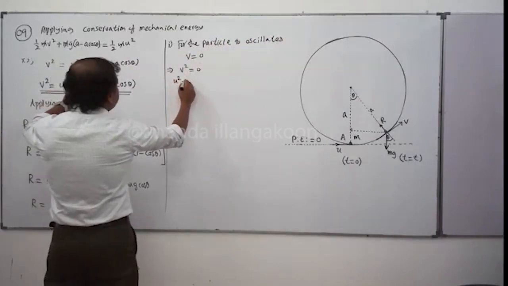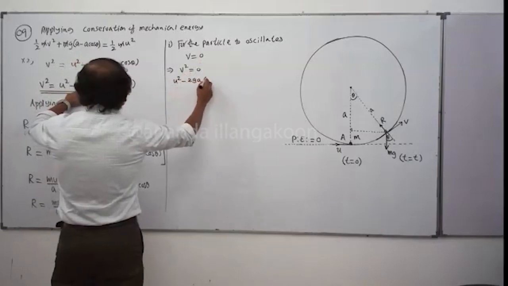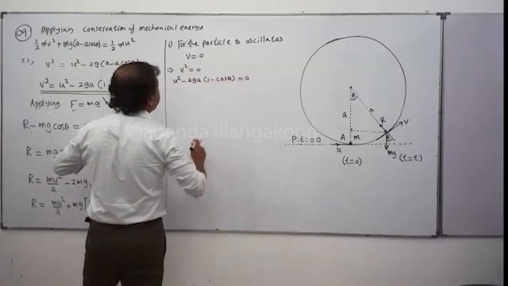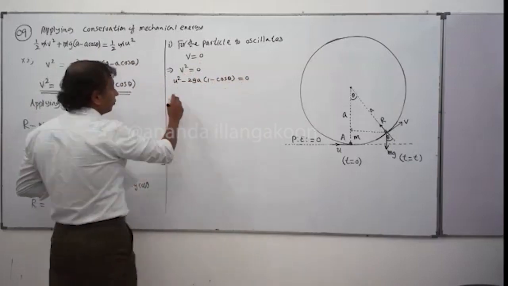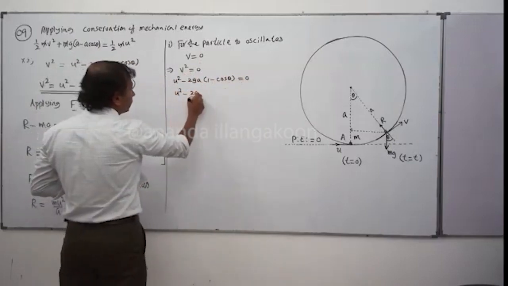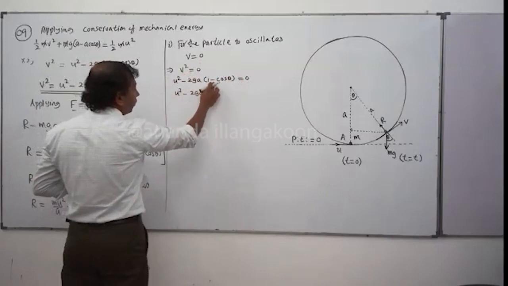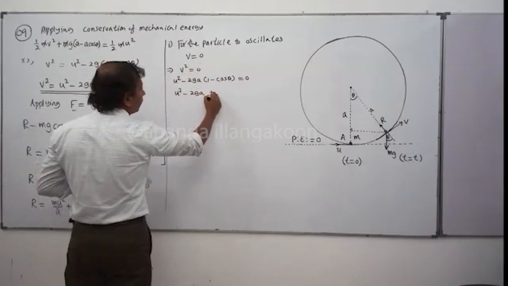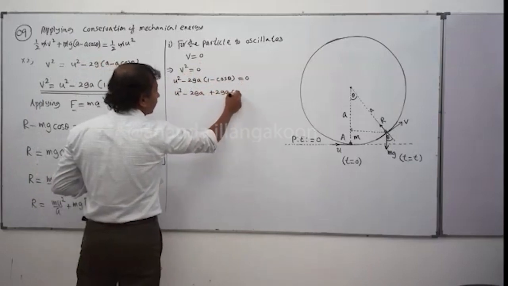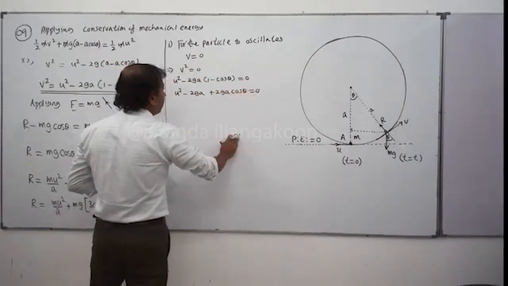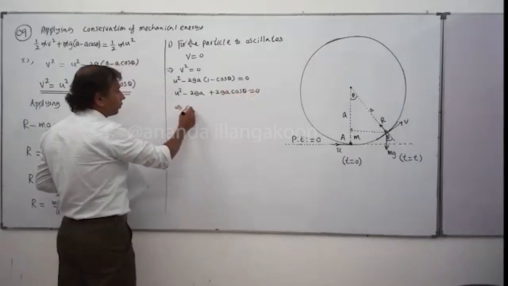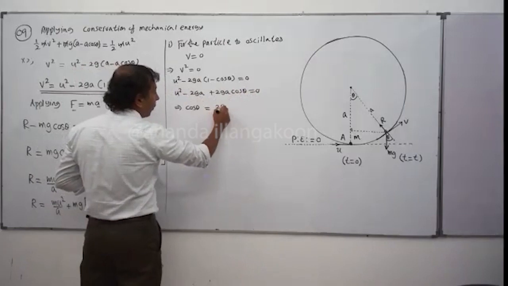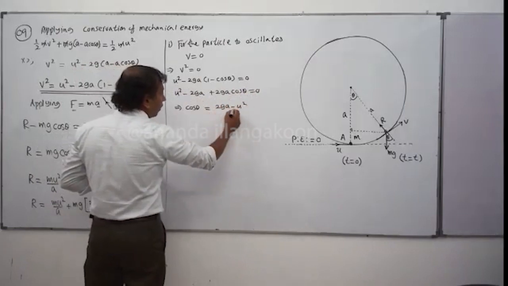U squared minus 2Ga times 1 minus cos theta is equal to 0. What is this? U squared minus 2Ga, this and this, plus 2Ga cos theta equals 0. Make cos theta the subject. Take this to the right hand side: cos theta equals 2Ga minus U squared divided by 2Ga.